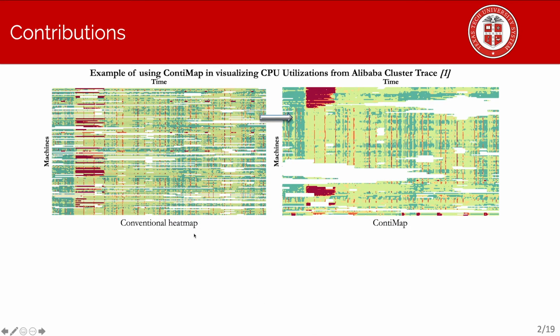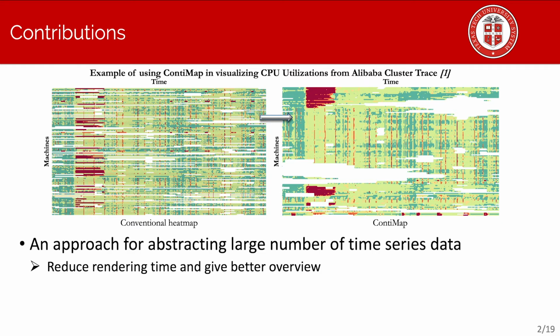This picture shows examples of ContiMap in visualizing CPU utilization. On the left is a conventional heatmap and on the right is the ContiMap. It is clear that the ContiMap approach is better at giving an overview of the data, and at the same time it is faster because we provide an approach for abstracting a large number of time series. It helps to reduce the rendering time and get a better overview of the data.